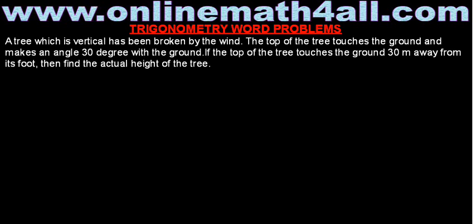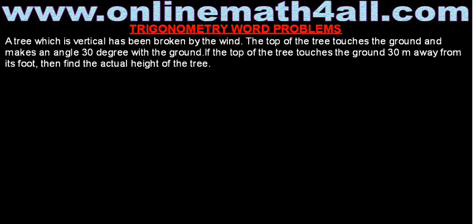A tree which is vertical has been broken by the wind. The top of the tree touches the ground and makes an angle 30 degree with the ground. If the top of the tree touches the ground 30 meter away from its foot, then find the actual height of the tree.